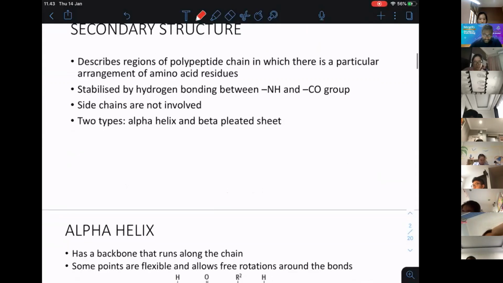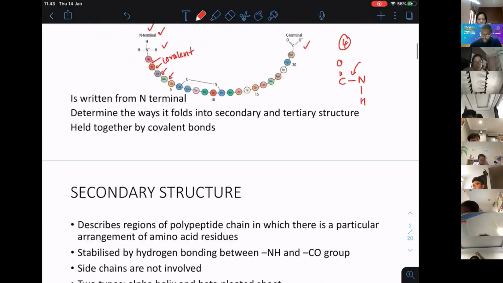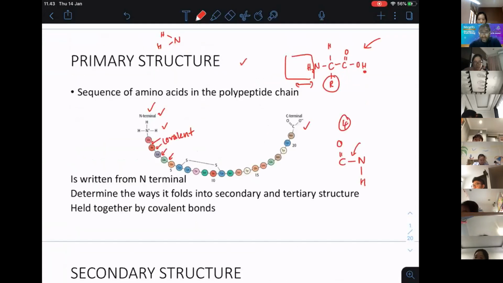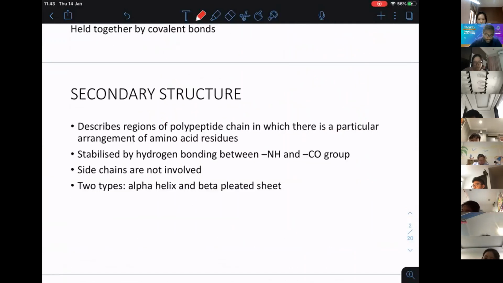This is more towards theory. Side chains are not involved. What are side chains? For example, these are considered to be side chains, so they are not involved. We have 2 types of secondary structure. The secondary structures can be divided into alpha helix and beta pleated sheet. So it's going to be alpha helix and beta pleated, and they are secondary structures.